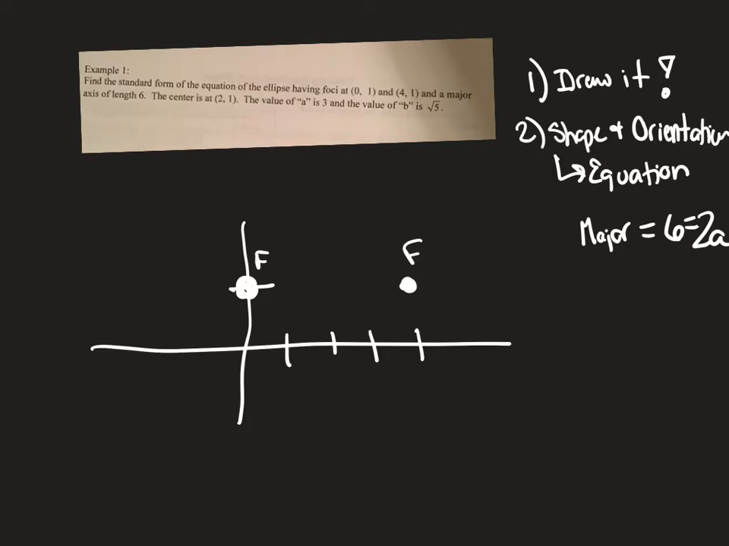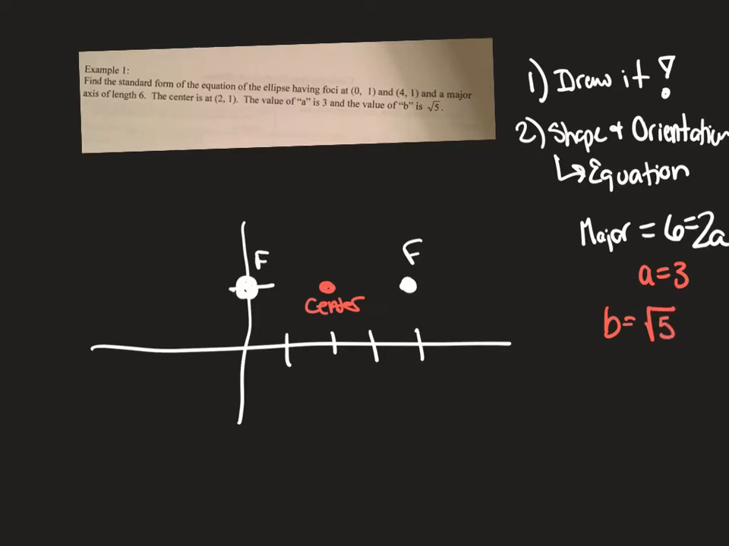It tells me that my center is at (2, 1). And they didn't even have to tell us this, because halfway between the 2 foci, you can find the center. They tell me a is equal to 3, which we could have found with the math right here as well. And they tell me that b is equal to the square root of 5.